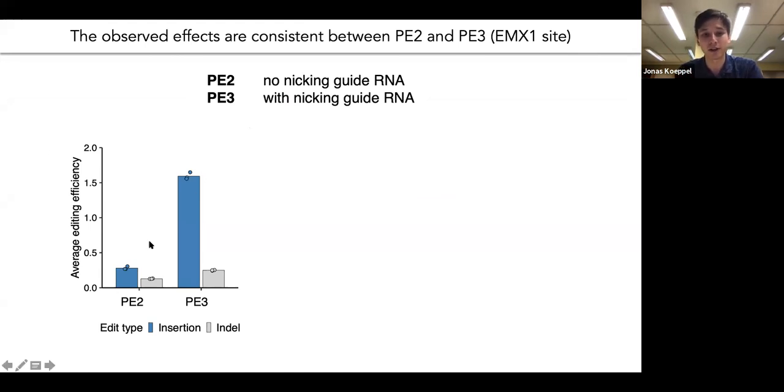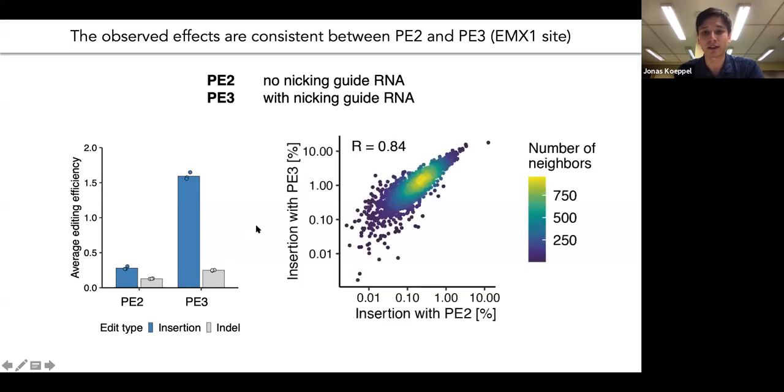And we see that it also increases editing efficiency for us. It was also proposed to increase indel rates. We don't see too many indels with PE3, but definitely more than using PE2. But we were then, of course, wondering whether the factors that determined if a sequence inserts well using PE2 also hold up for PE3.